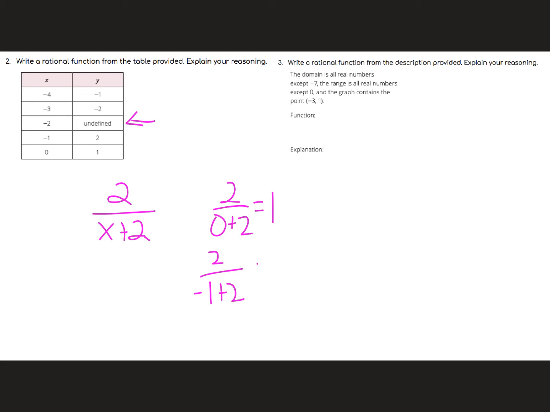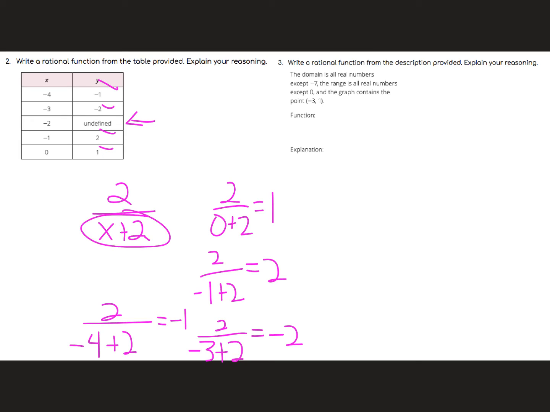Negative 1 plus 2, which is 2 over 1, which is 2. When I plug in 3, negative 3 plus 2, that's going to be 2 over negative 1, which is negative 2. And when I plug in 4, 2 over negative 4 plus 2 is 2 over negative 2, which is negative 1. I matched all the points.